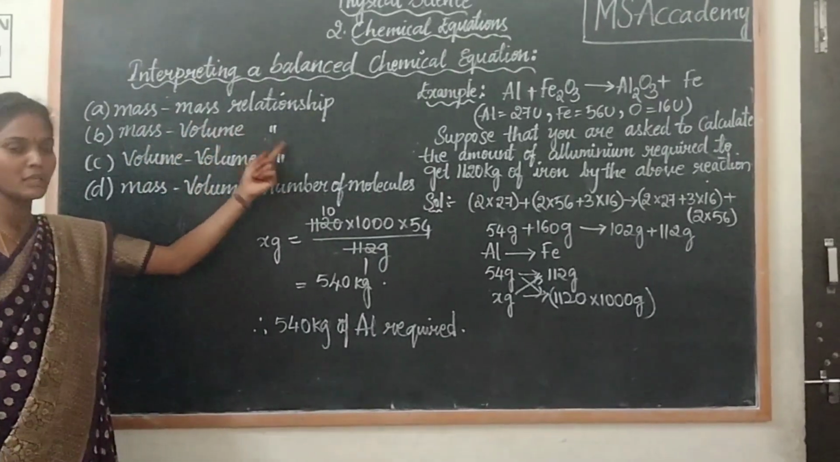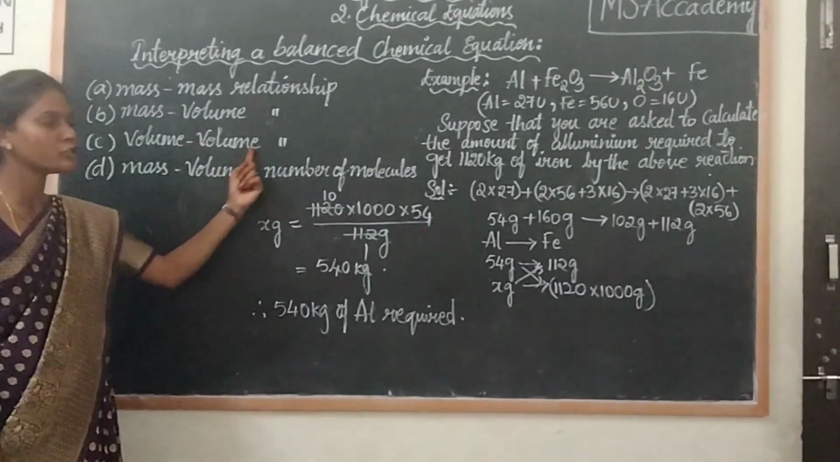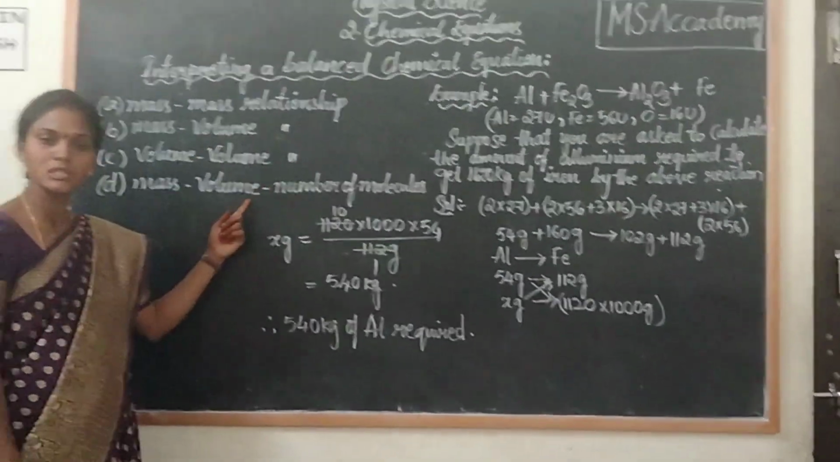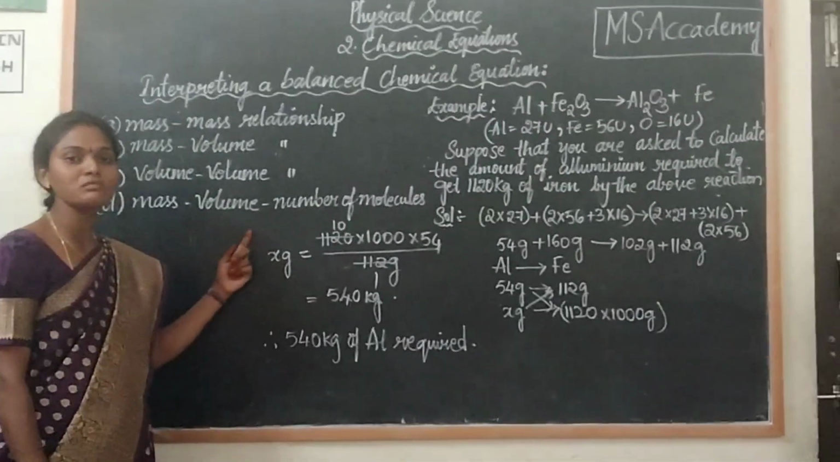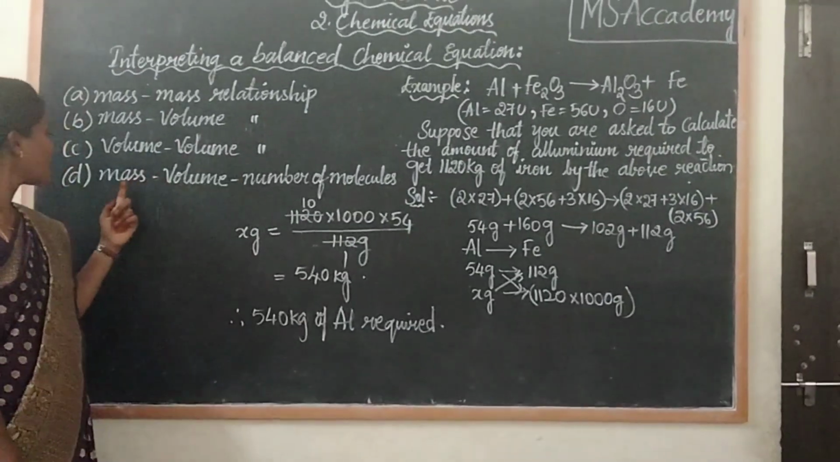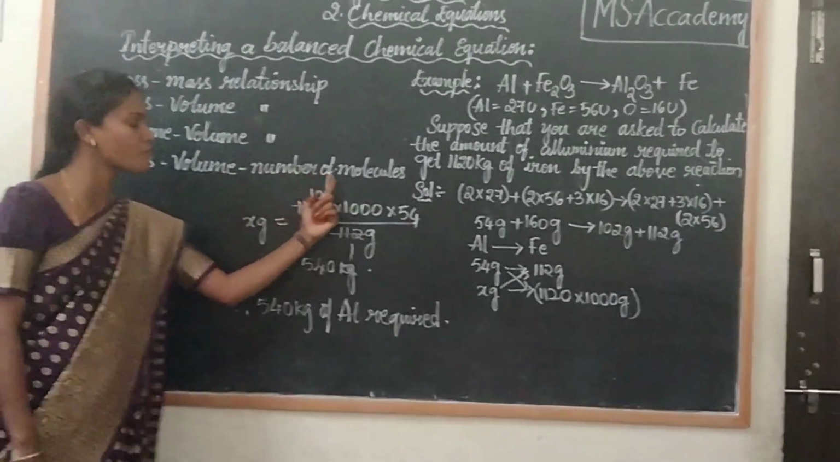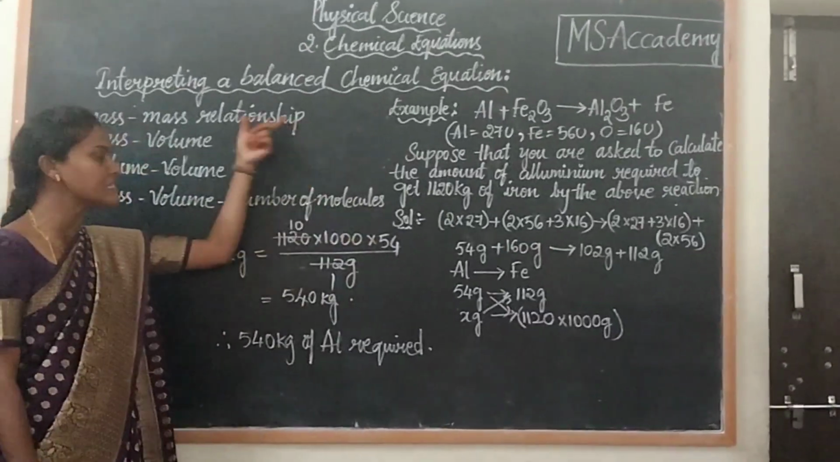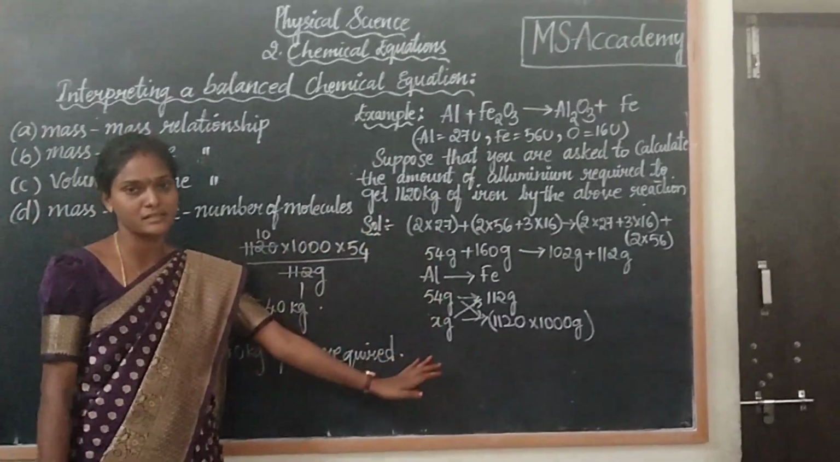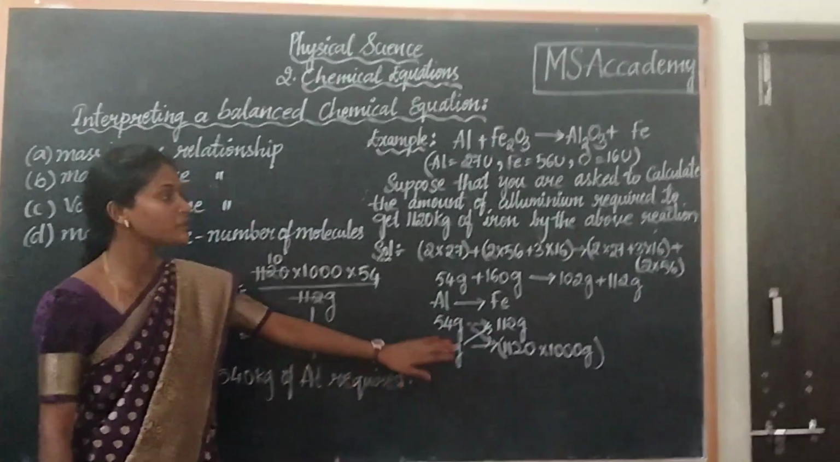Similarly for volume relationships. These volume relationships are used when the reaction involves gases. And next, the mass, volume and number of molecules relationship. Now let us learn this concept by taking a small example. What is that example?